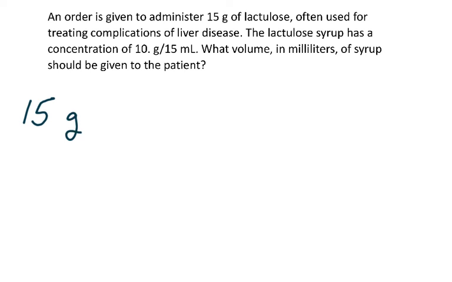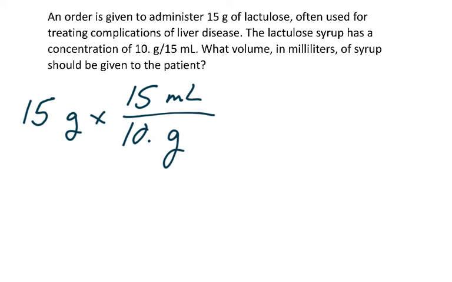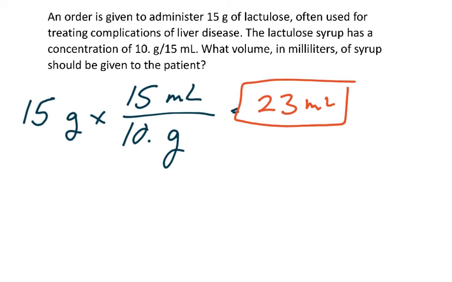So we have 15 grams. I'm going to invert the concentration. So I have 15 milliliters over 10 grams. And my calculator says 22.5, but I pay attention to sig figs, and so we'll call it 23 milliliters. Okay.